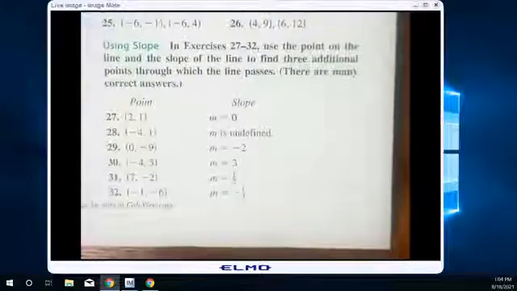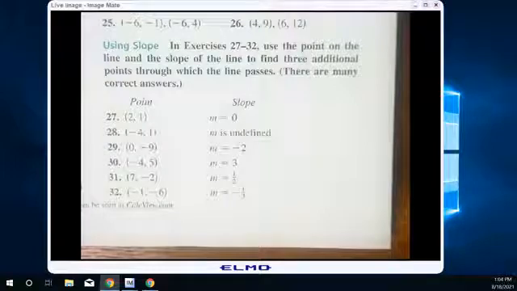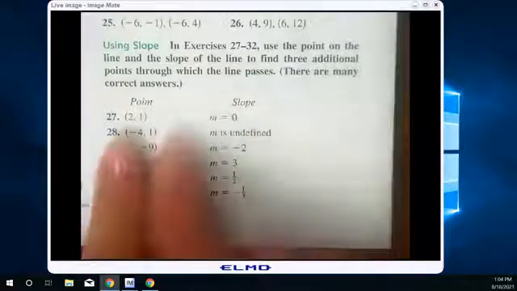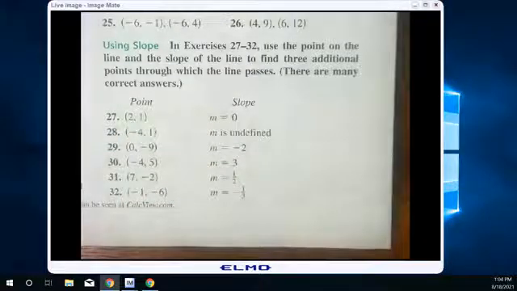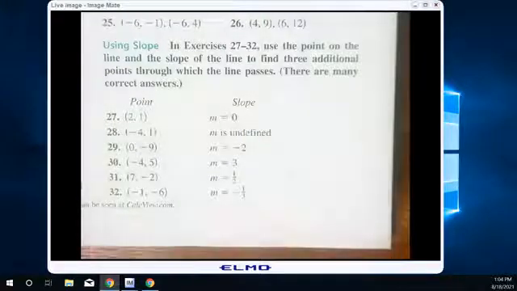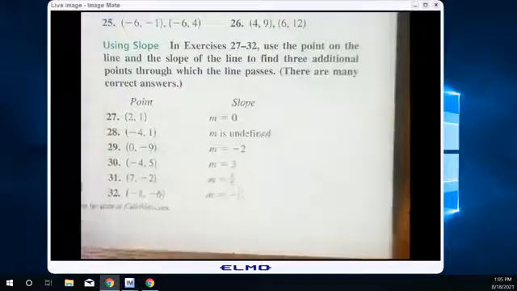Then on 27 through 32, it says use the point on the line and the slope to find 3 additional points that are on the line. Can you do that? Yes. Thumbs up, thumbs down. So you don't need me, anybody? So graph the point, just count up. If you go up and right, if it's positive, or down and right, then you're going to be fine. Now, if your slope is 0, how far up do you go? 0 and right 1. Okay. You guys are so smart.